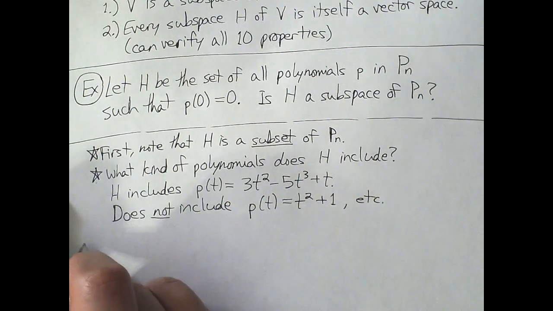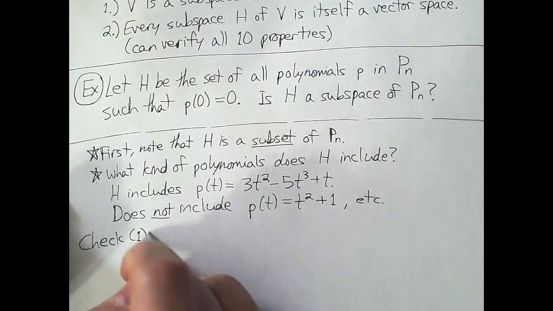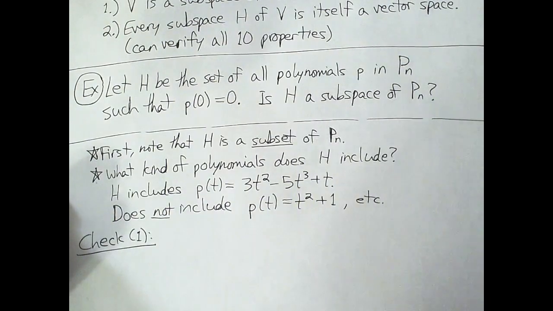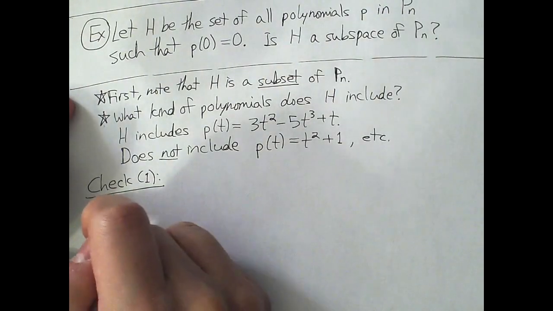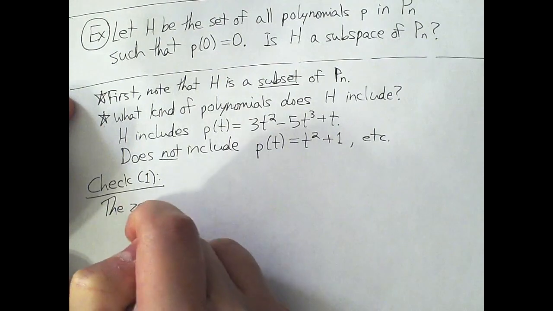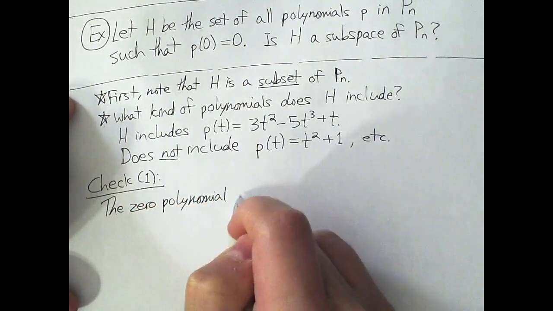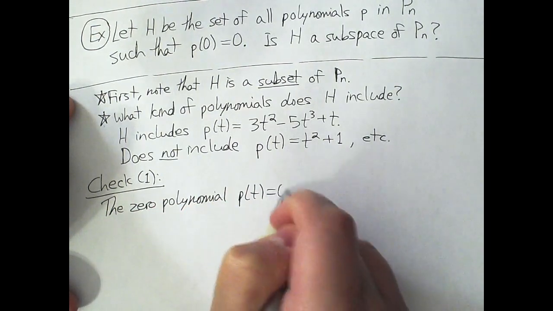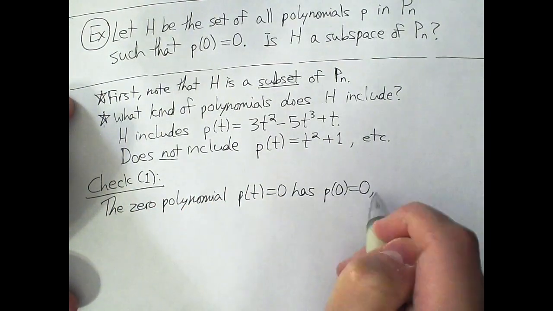Let's start checking for the 3 conditions of being a subspace, because we're trying to answer yes or no: is it a subspace? So we'll check condition number 1. Is the 0 vector of Pn in H? I'm going to say the 0 polynomial, P of t equals 0, has P of 0 equals 0.